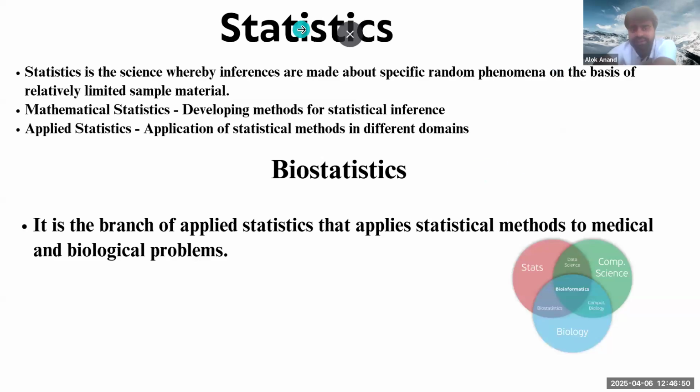So statistics is simply a science whereby inferences about some specific random phenomena are found from limited sample material, right? For example, suppose that you have to understand the economy of India. Is it possible to take the income of each individual? It is not possible. You cannot go and ask the income of each of the 140 crore plus people, right? It is not possible.